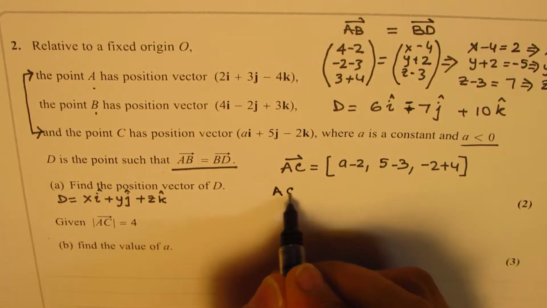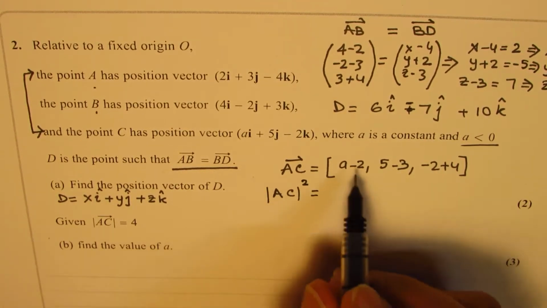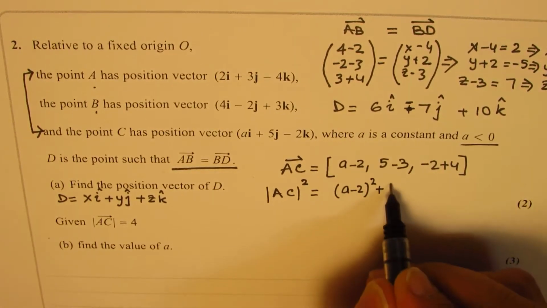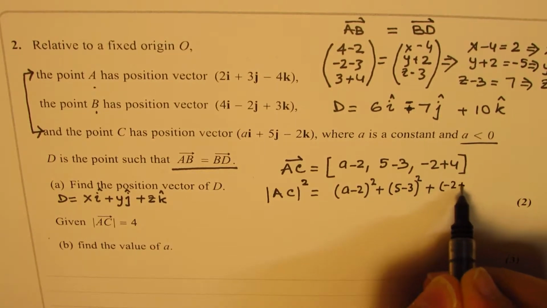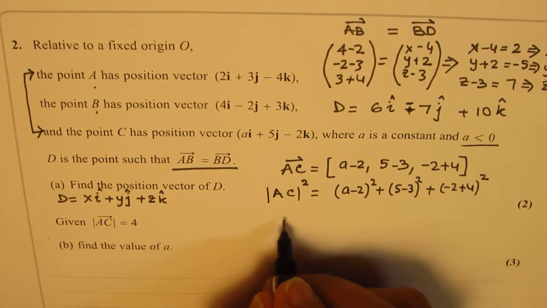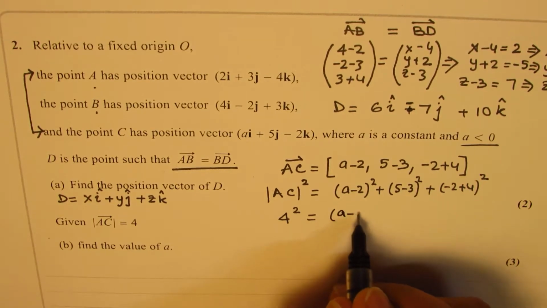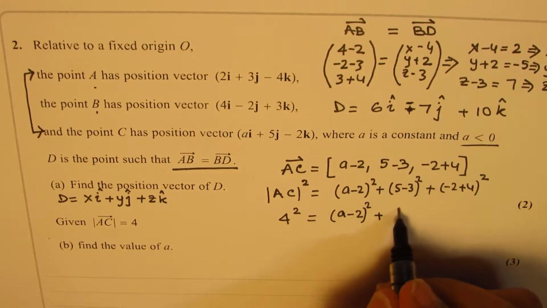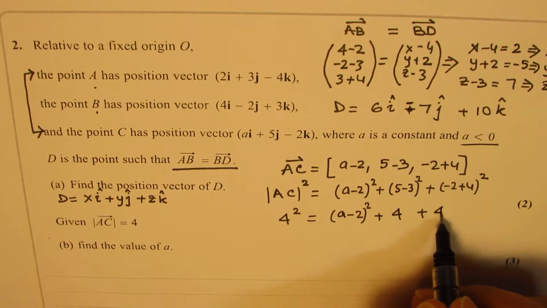So what is the magnitude of AC? Let's write the magnitude squared: a minus 2 whole squared plus 5 minus 3 whole squared plus minus 2 plus 4 whole squared. And this is given to us as 4. So we could write 4 squared equals all this, which is a minus 2 whole squared plus 5 minus 3 is 2, 2 squared is 4. And here we have 4 minus 2 as 2, 2 squared is again 4.